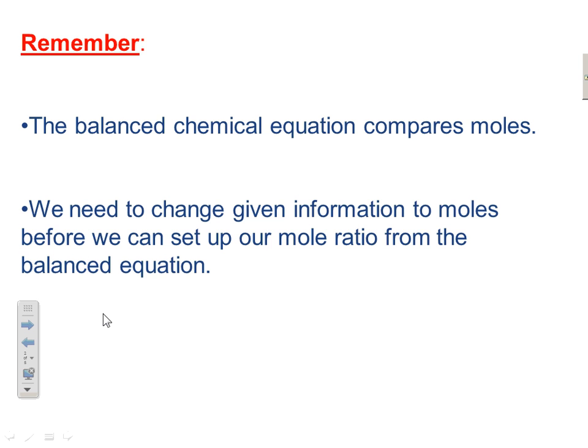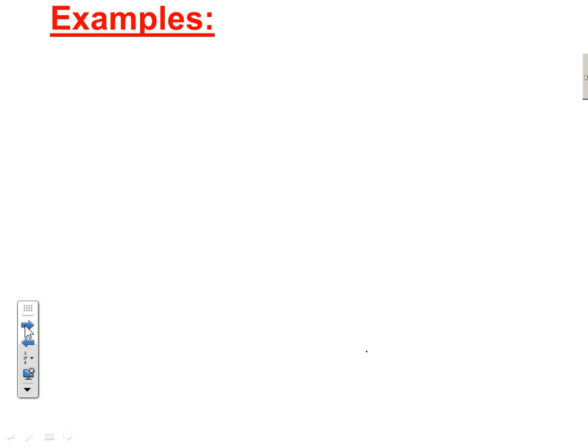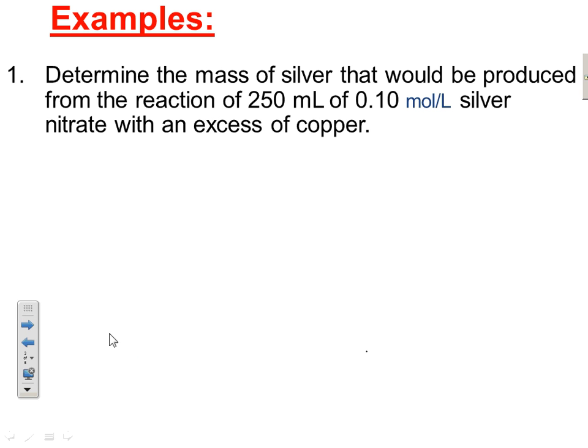So keep in mind, right, we need the balanced chemical equation. That's the most important thing that we start with. So once we have that, we're going to change the given information into moles using one of our equations, and then we can use our mole ratio from the balanced chemical equation. All right, so let's go ahead and do our couple of examples.